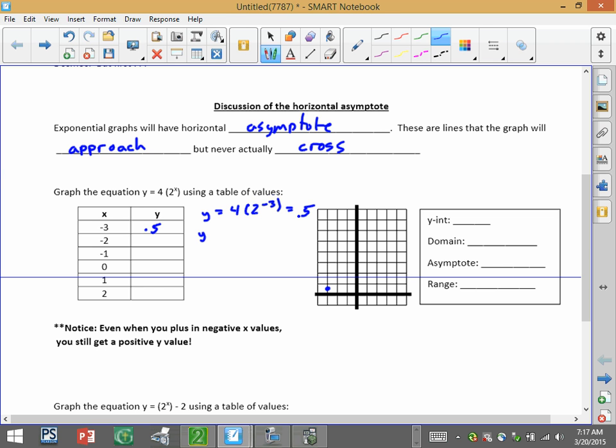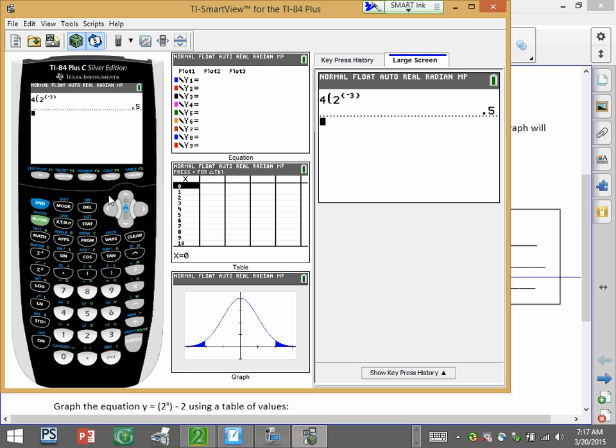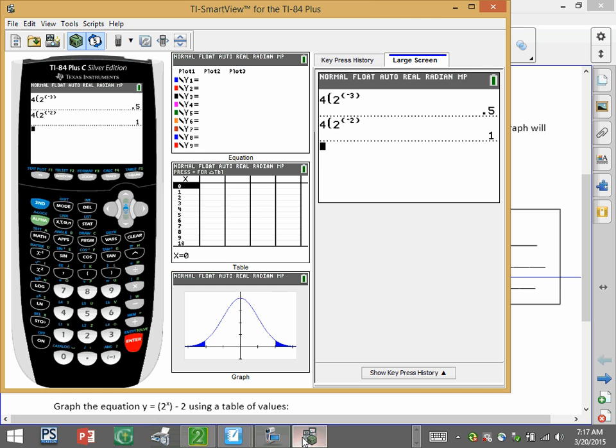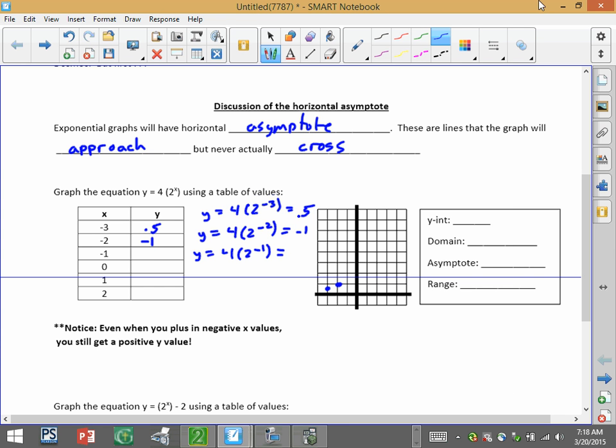Let's plug in negative 2. So 4 times 2 to the negative second. Let's see what that equals. That equals 1. So we plot the point negative 2, 1. Y equals 4 times 2 to the negative first. Let's plug that in. 4 times 2 to the negative first power, and that equals 2. All right, so we now have the point negative 1, 2.